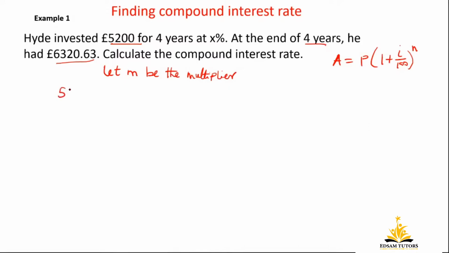So let me write out what I would normally do. I would normally do 5,200 multiplied by the multiplier to the power of how many years? And that gives me £6,320.63. Now my goal is to find the multiplier first, and then I can work backwards to find what the actual interest rate is.